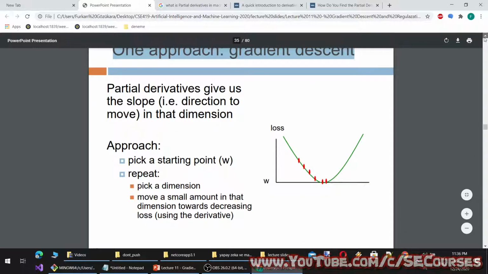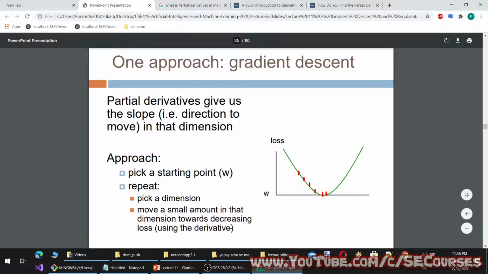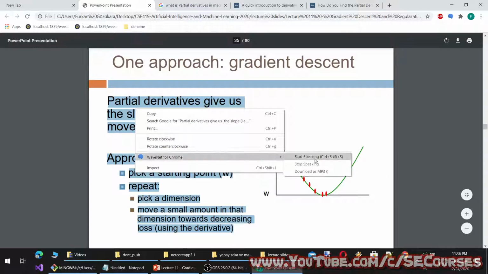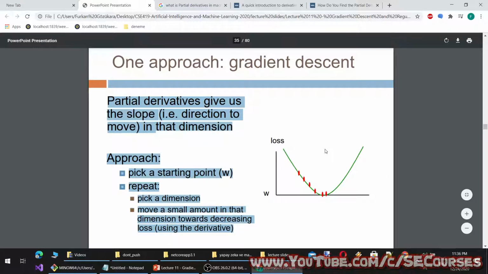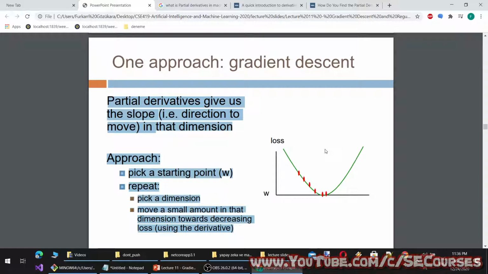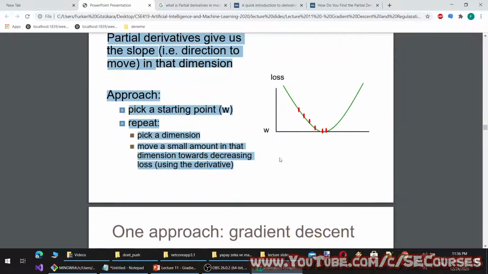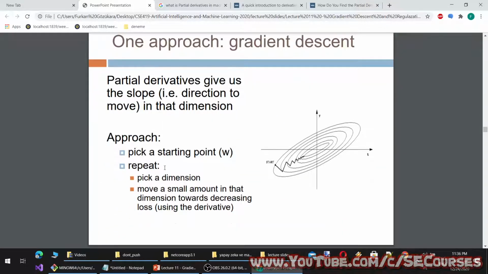One approach: gradient descent. Partial derivatives give us the slope, i.e. direction to move, in that dimension. Approach: pick a starting point w, repeat: pick a dimension, move a small amount in that dimension towards decreasing loss using the derivative. You see the starting point, and with steps we move to the minima.